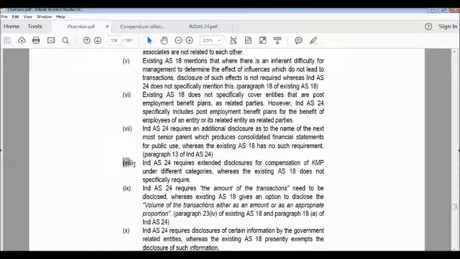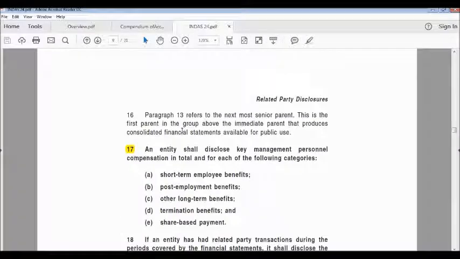The next difference is regarding this one: Ind AS 24 requires extensive disclosure for compensation of KMP under different categories, whereas existing accounting standard 18 does not especially require it. This is Ind AS 24, and paragraph number 17 says an entity shall disclose the key management personnel compensation in total and for each of the following categories.